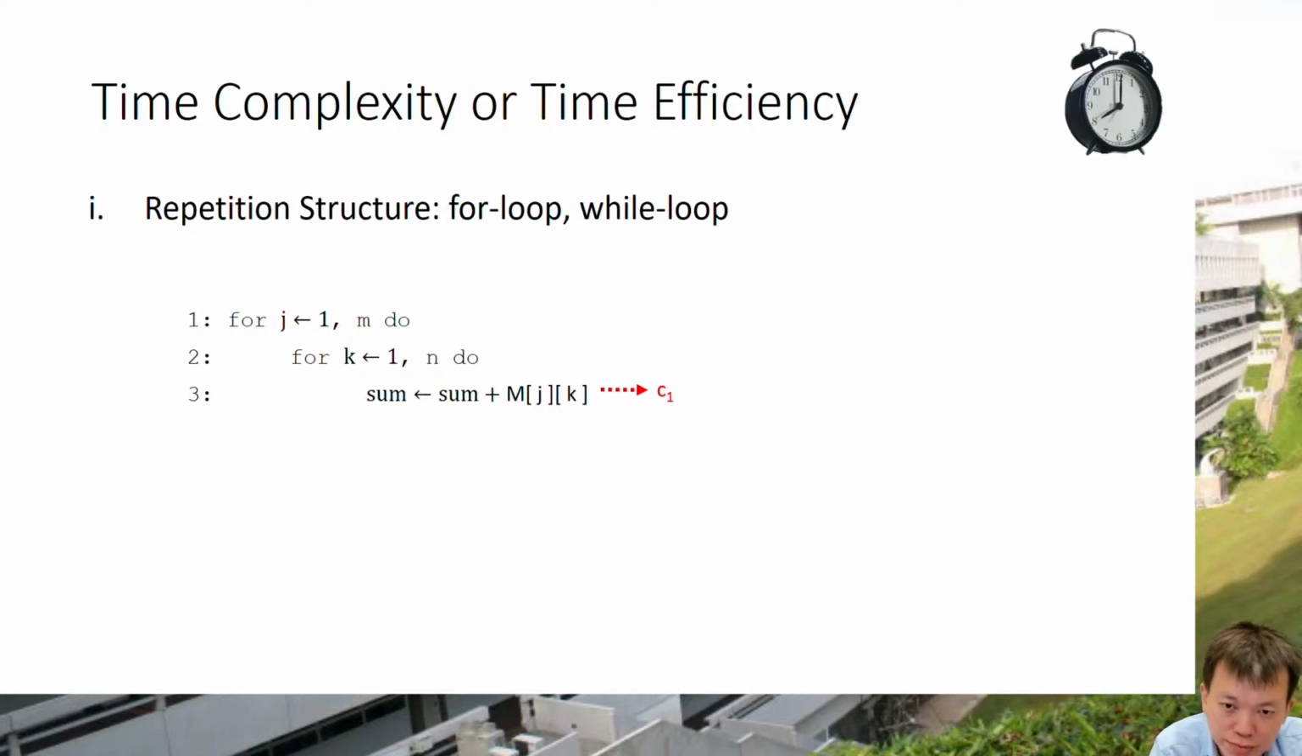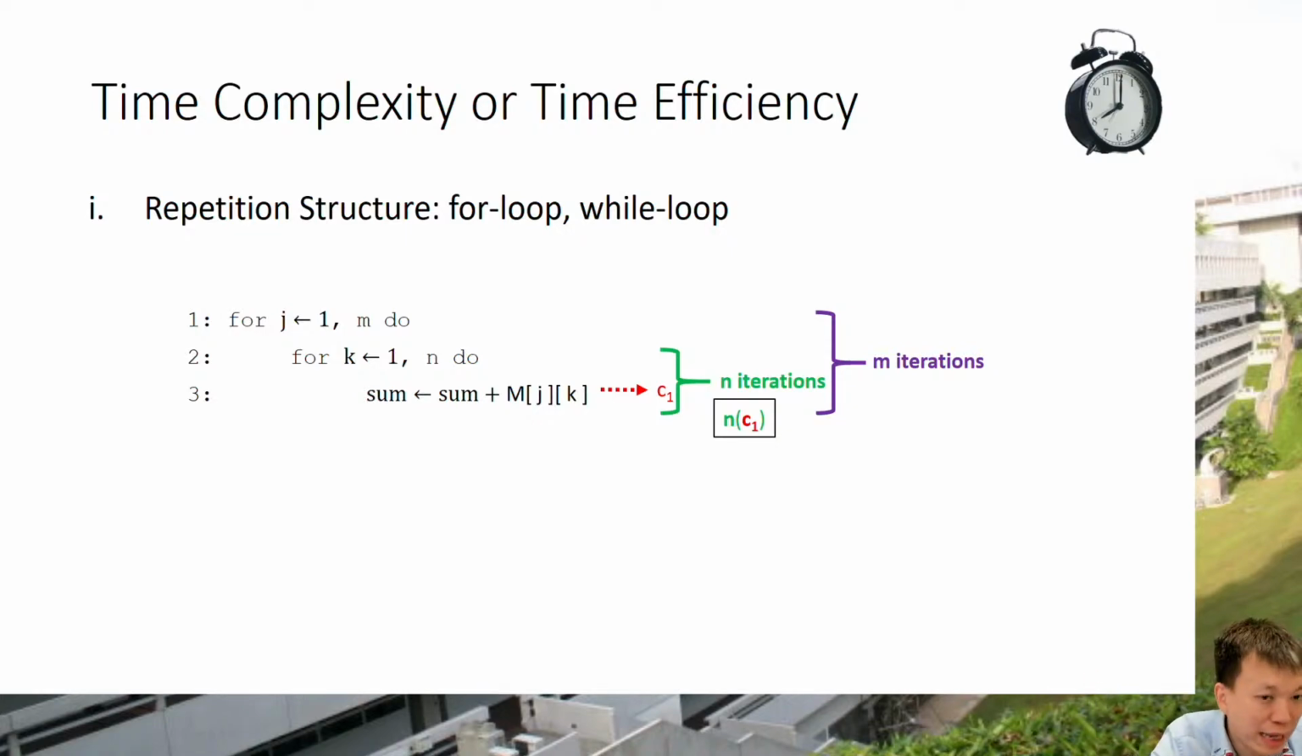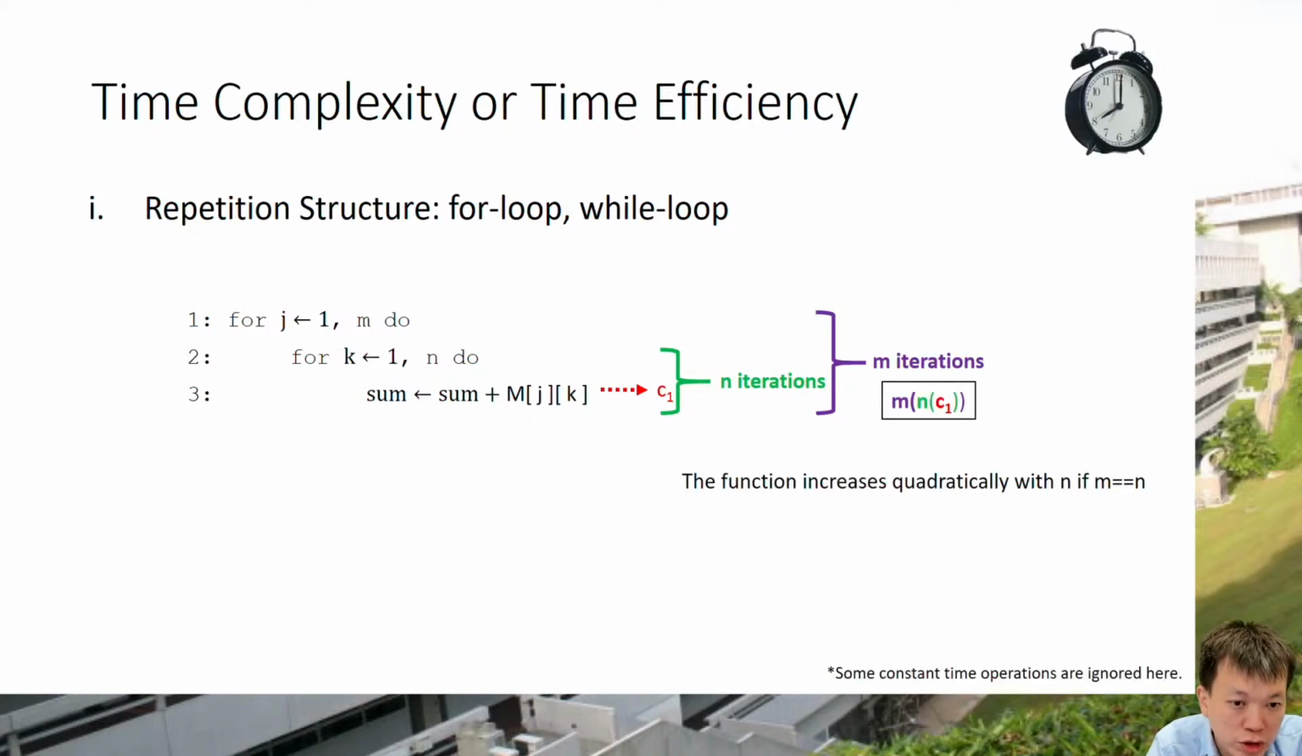I'm trying to sum all the elements in a matrix. So the internal loop, I run n iterations. Then you will take linear time. Then the external loop will run m iterations. So in total, you will run m times n. So the complexity, you will expect that this one will increase quadratically.